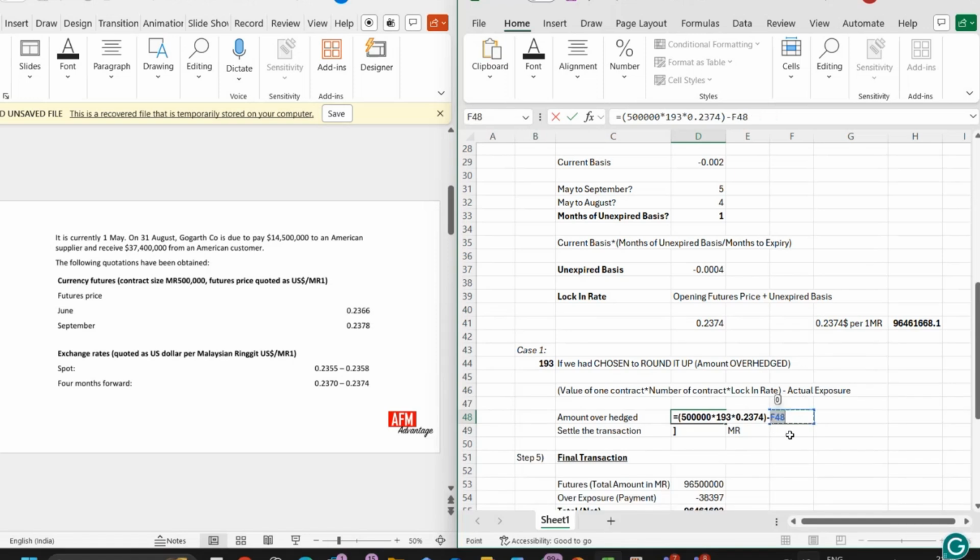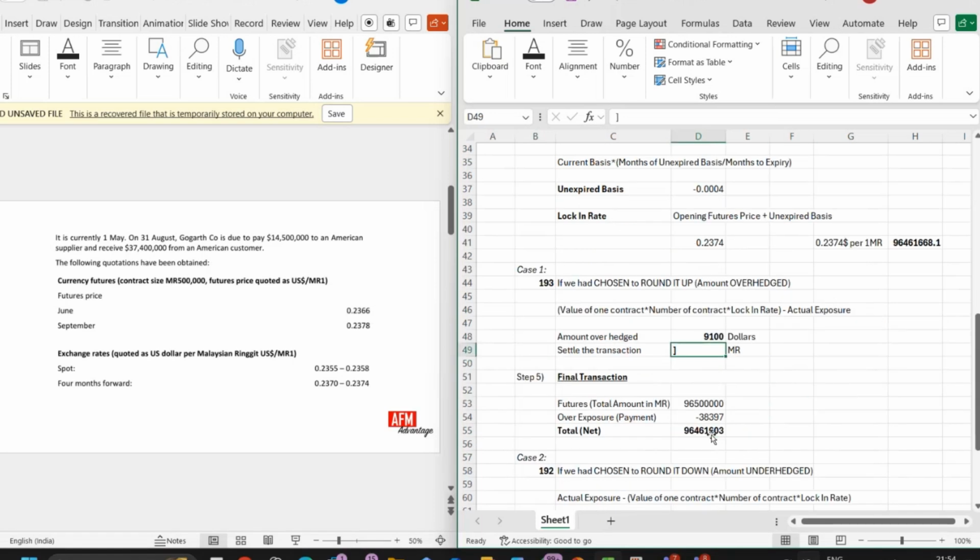$22.9 million, right? My bad. $22.9 million, right? And then after that, you have to settle the transaction. Okay. You have to settle the transaction. Now, what will you use to settle the transaction?